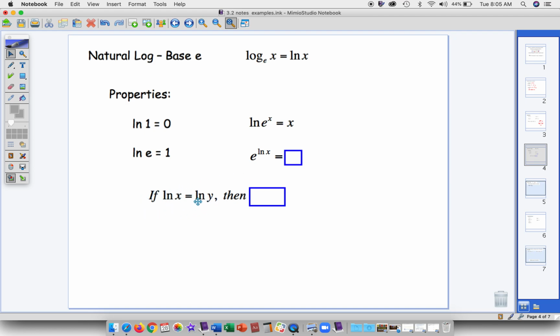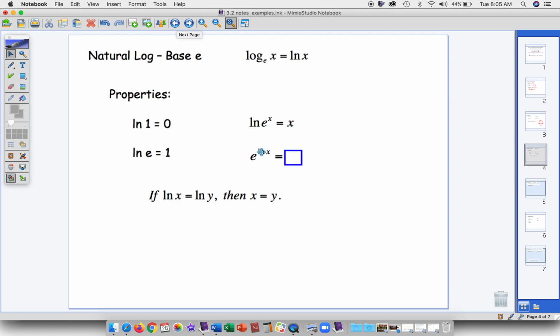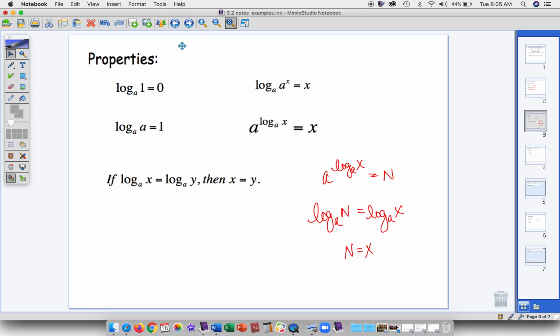If we jump down to the one-to-one property, if we have the natural log of x equal to the natural log of y, then x must equal y. And then lastly, we'll go back to this one. This is a lot like a to the log base a of x, because remember, this means log base e of x. So e raised to the natural log of x is just x, for the same reasoning as what we did back on this example.